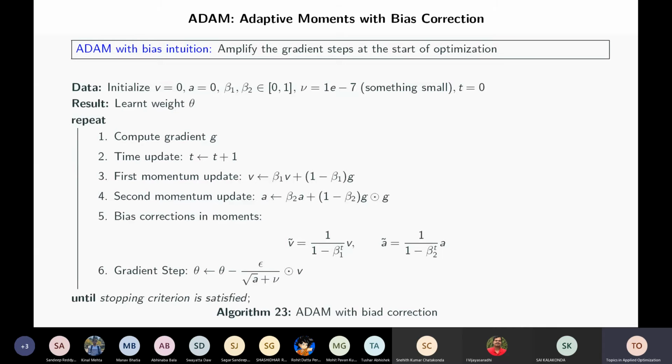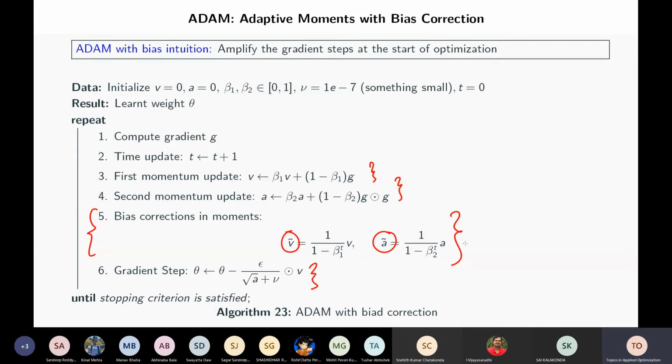There are some theoretical reasons that I may not be able to go into, which is the so-called bias correction. These were the previous steps: average velocity, average acceleration, and this was the last step that we saw. But then there is something called bias correction in the moments. So there could be a bias, and can you remove that bias? Can you correct the bias in the averaging that you're doing of the velocity and the acceleration?